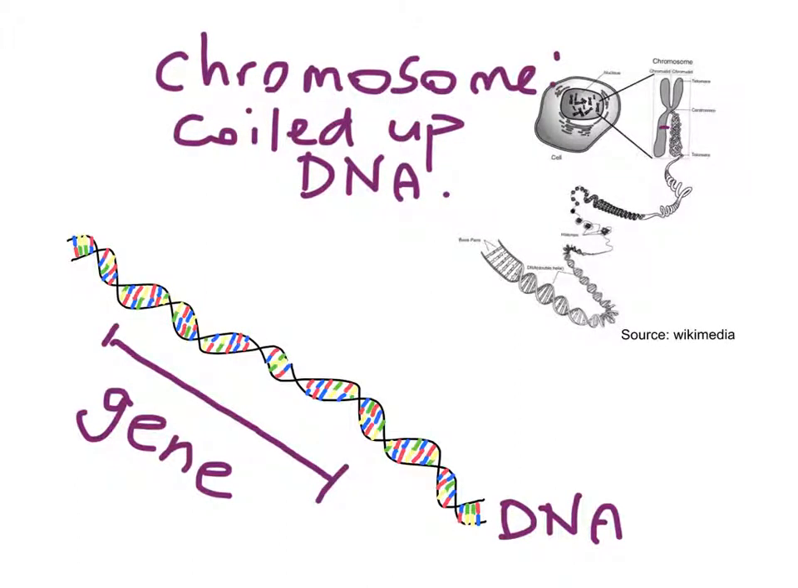Okay, so hopefully that has clarified a few ideas. So just running through those definitions again, you might like to write these down. DNA is a chemical molecule that contains genetic information that codes for traits and characteristics in our bodies. A gene is a section of DNA that codes for one particular trait or characteristic, and the chromosome is a coiled up version of the DNA, but it is still DNA in itself.